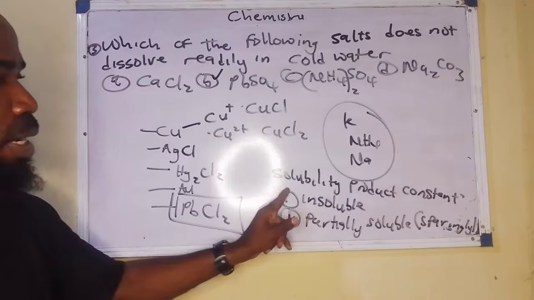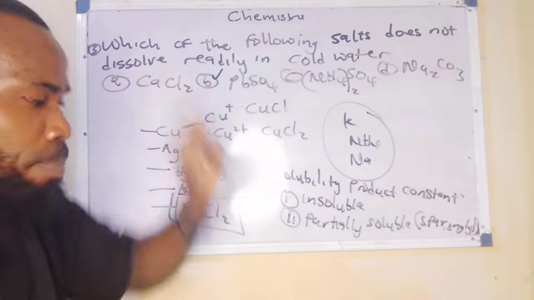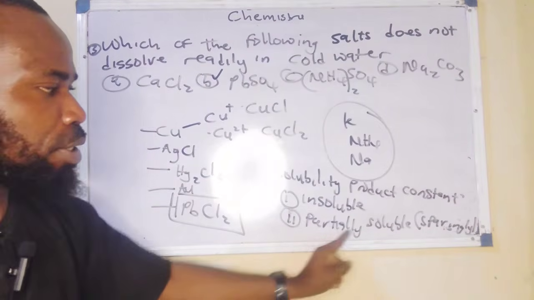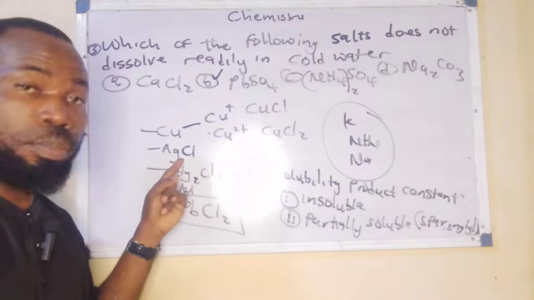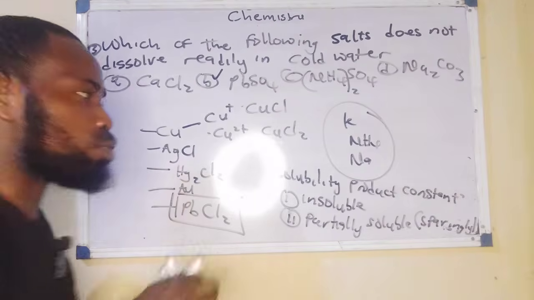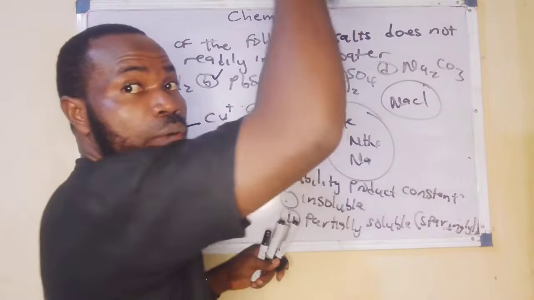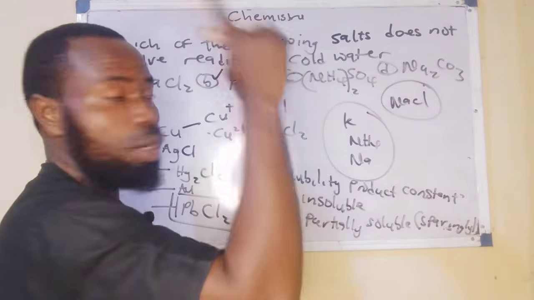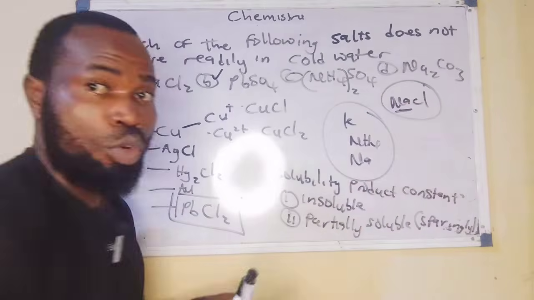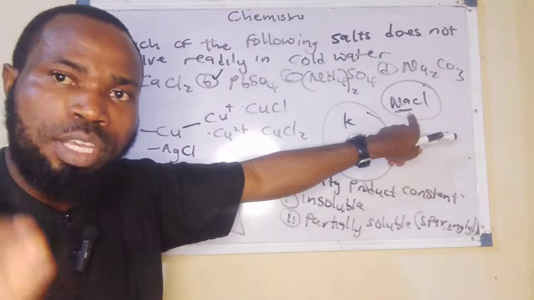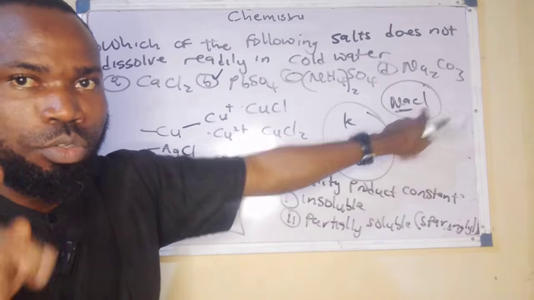Now, I want to go through this again. Like I said, for a salt to have a solubility product constant, the salt must either be insoluble or partially soluble. That is to say, silver chloride can have a solubility product constant value, but sodium chloride is soluble. Obviously, we said all chlorides are soluble, and this one is not an exception. Of course, we also said any salt that contains sodium is soluble. So sodium chloride cannot have a solubility product value, because it's a soluble salt.